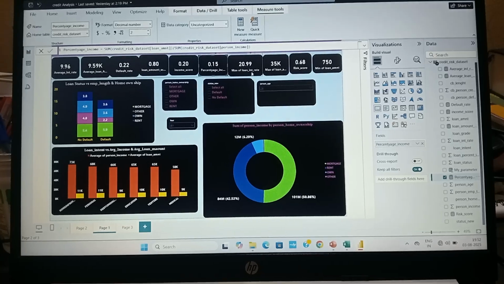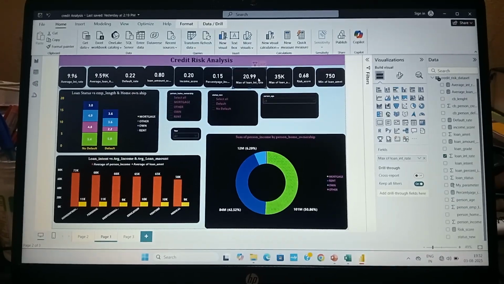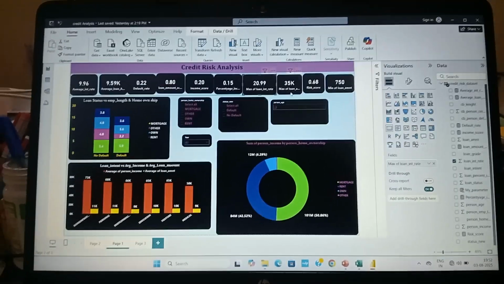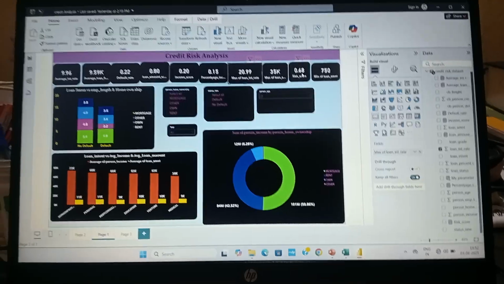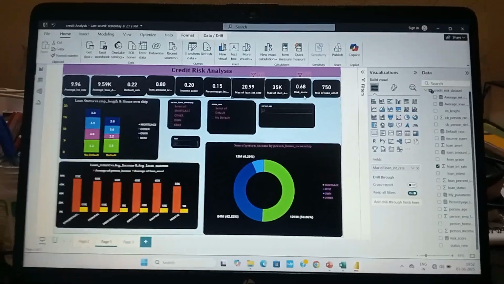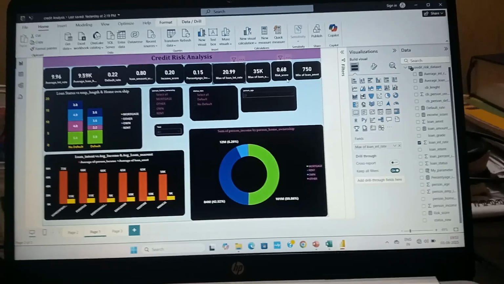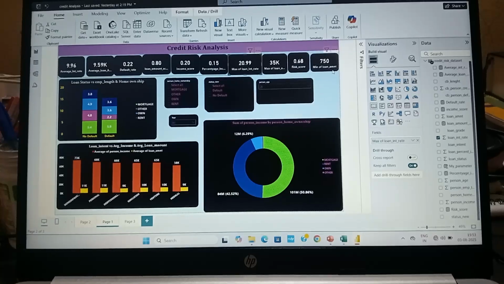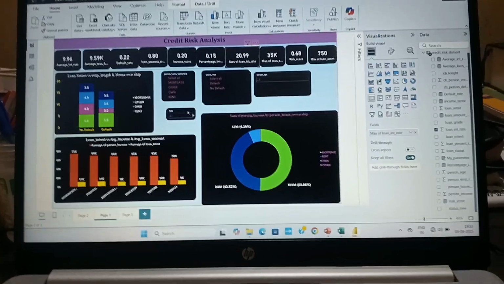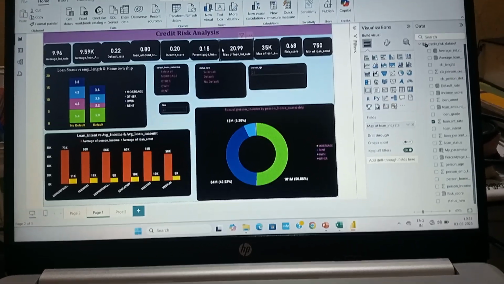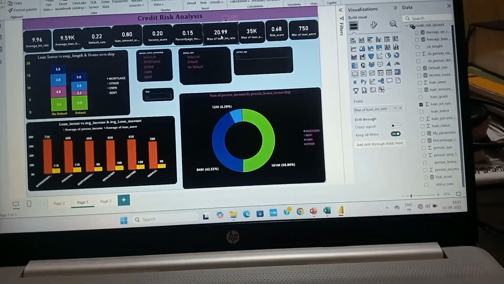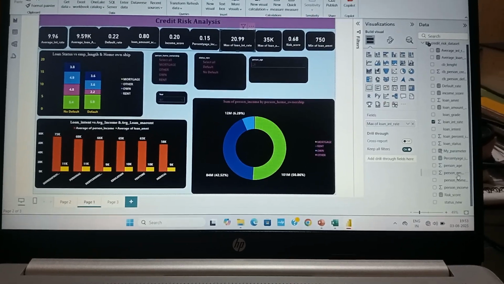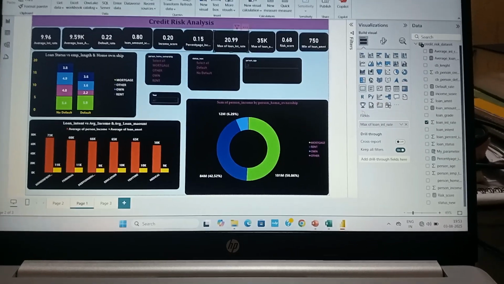Then we got the maximum loan interest, 20.99, and the maximum loan is 35,000. The risk score is 0.68, which is a huge risk score, and the minimum loan amount is 750. Most of the things I made using DAX calculations, and for some data we just used MAX.